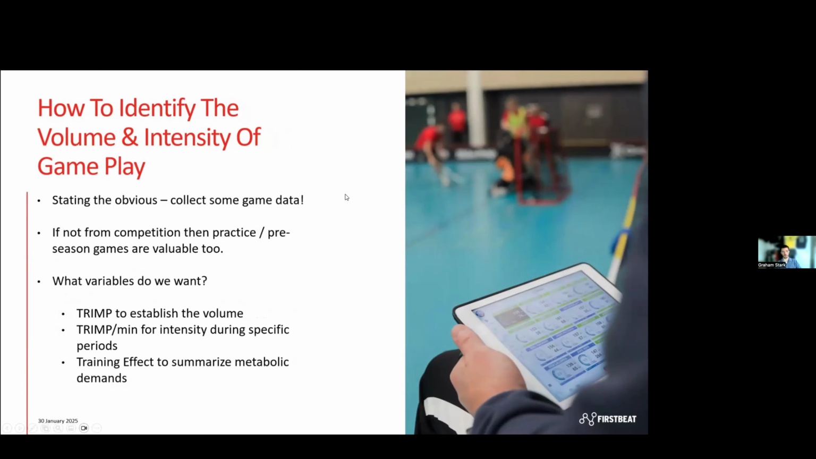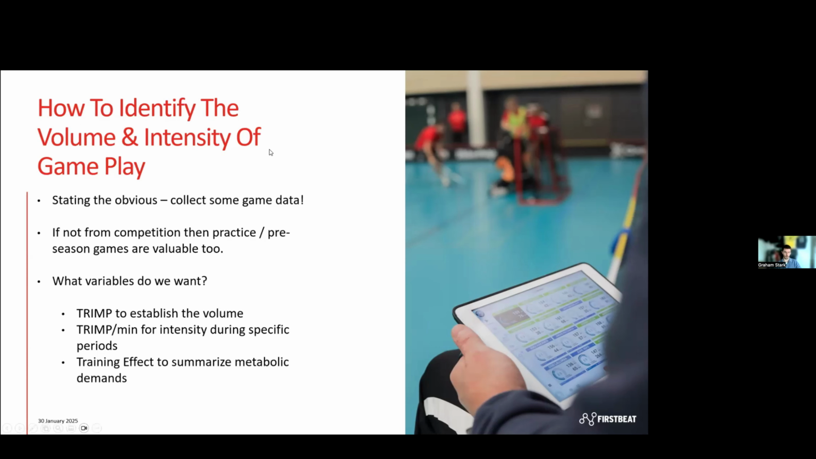But first of all, the how to do it, I think it's fairly obvious, is collect some game data if you can. I know that some competitions don't allow that. So use practice games, pre-season games, whatever match play you can get access to for collecting data. It's all valuable. Even if you're not able to get your league games, your competition games, you can still get some valuable data that allows you to get a picture of what a game really looks like. And there are a number of key variables that we'll be looking at within this presentation.